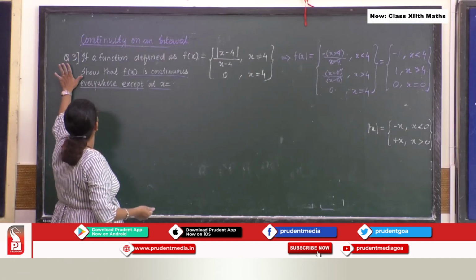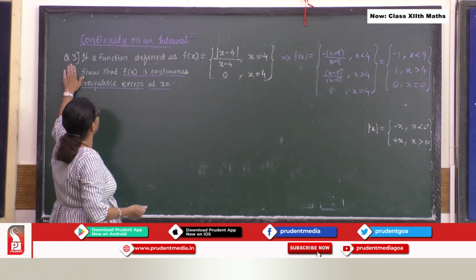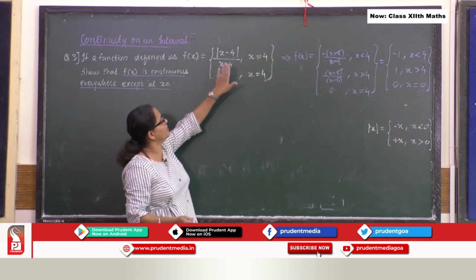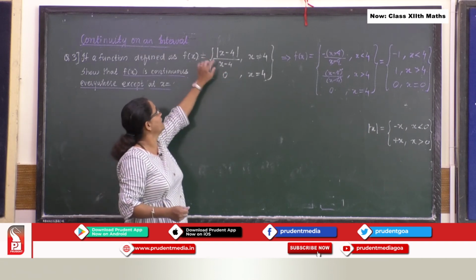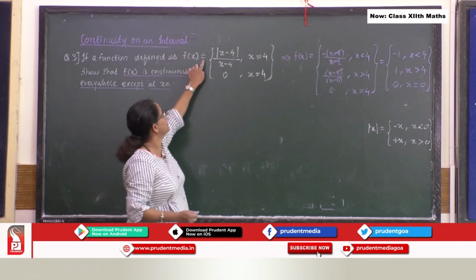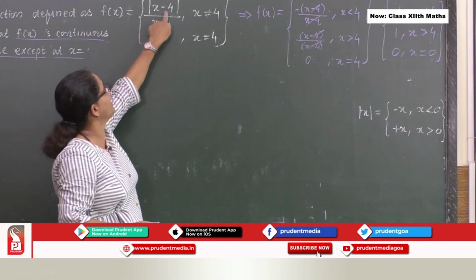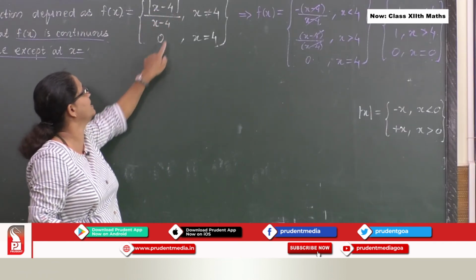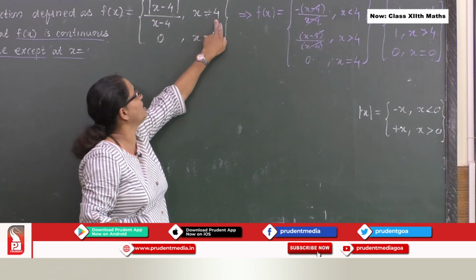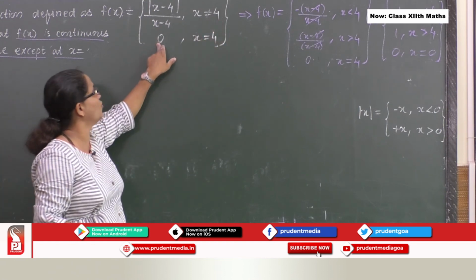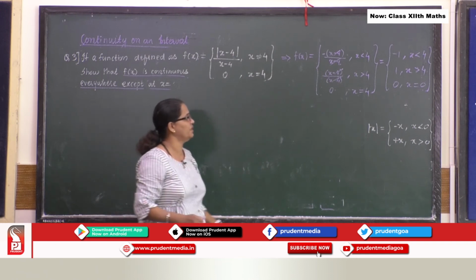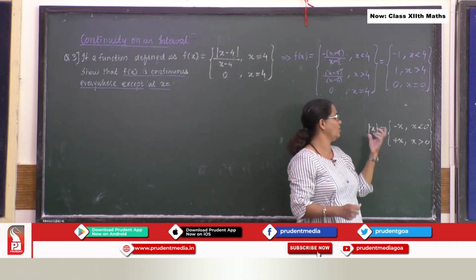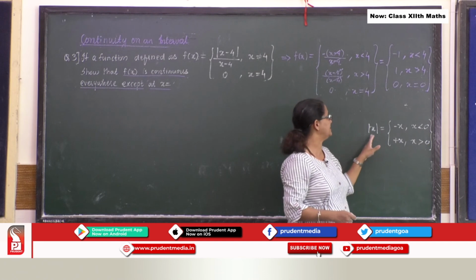So here we talk about our third problem. Here we come up with another condition which includes mod. Okay, so you can see the function is equal to mod of x minus 4 upon x minus 4, where x is not equal to 4, and 0 when x equals 4. If you remember, we previously discussed the mod function.